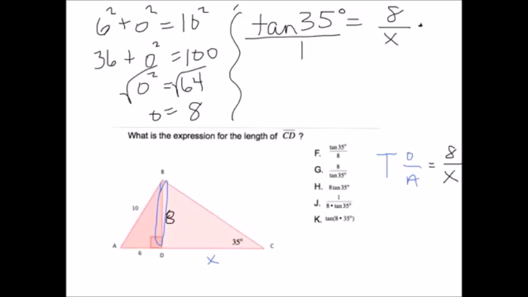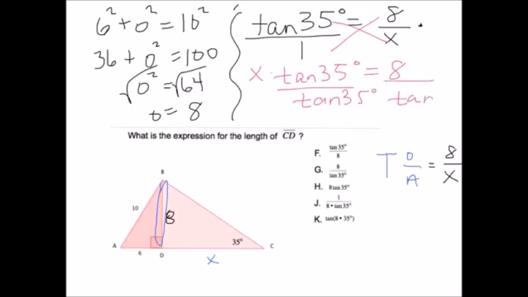We can put anything over 1. And if we want to get X by itself, we're going to have X times the tangent of 35 degrees equals 8. And then to get X by itself, we can divide by the tangent of 35 degrees. Hey, it's just a number. We have our answer now. That cancels. X actually equals 8 over the tangent of 35 degrees.